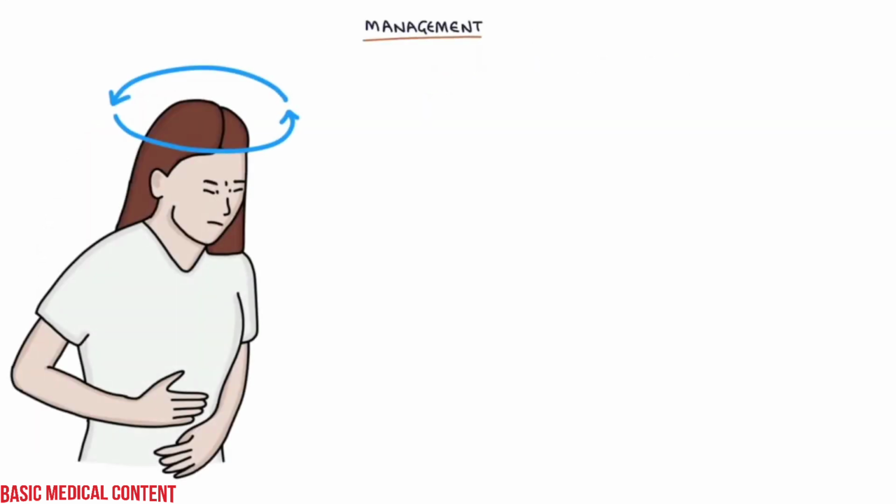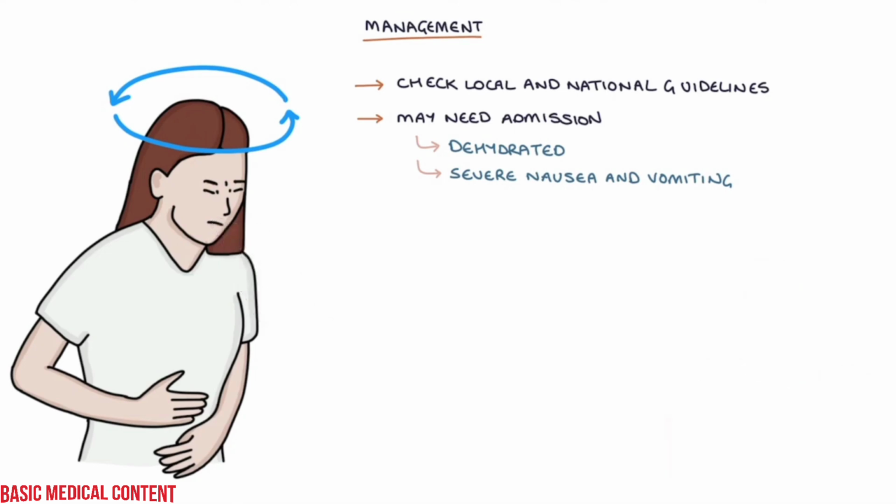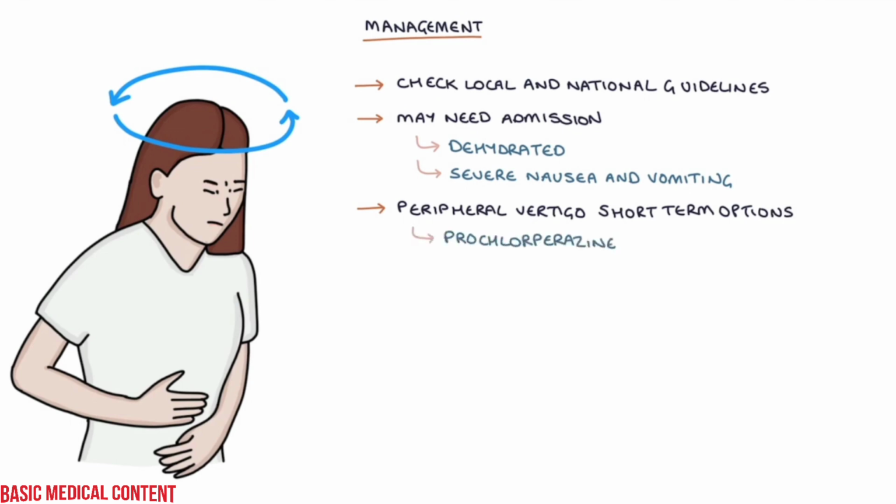Let's talk about management. The management here is adapted from the NICE Clinical Knowledge Summaries updated in 2017. Always check the local and national guidelines when you're treating patients. Patients may need admission if they're becoming dehydrated due to severe nausea and vomiting. For peripheral vertigo, short-term options for managing symptoms include prochlorperazine or antihistamines, for example cyclizine, cinnarizine, or promethazine.